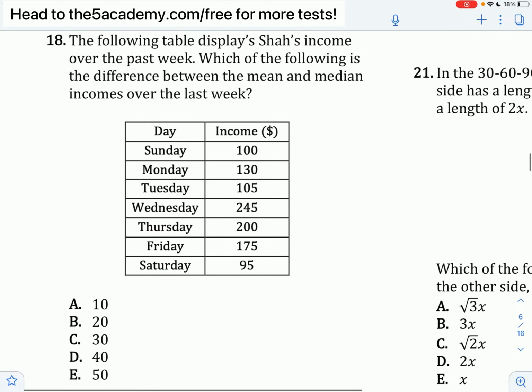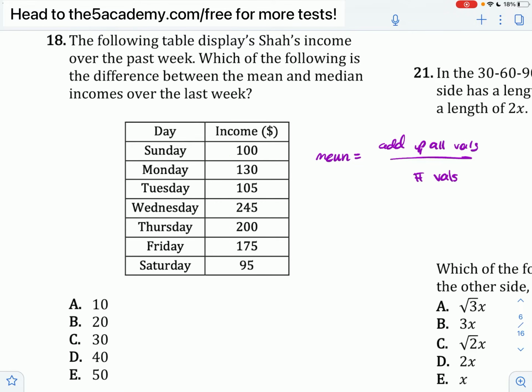The following table displays Shaw's income over the past week. Which of the following is the difference between the mean and median over the last week? So the mean I can calculate by just adding up. Again, what's the mean equal to? It's where you add up all the values and then you divide by the number of values, okay?